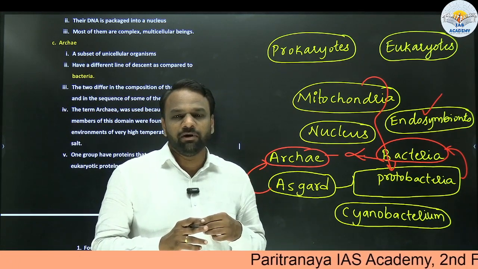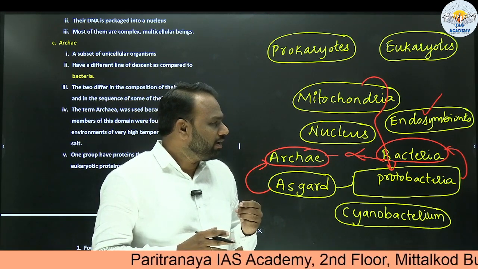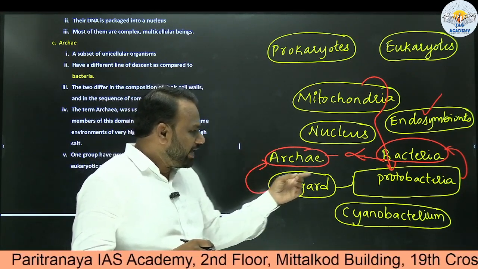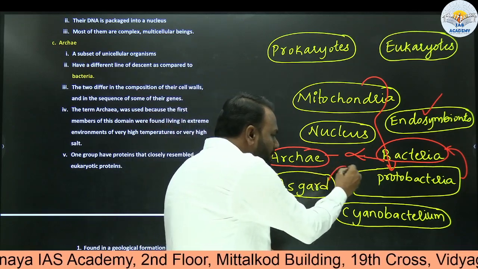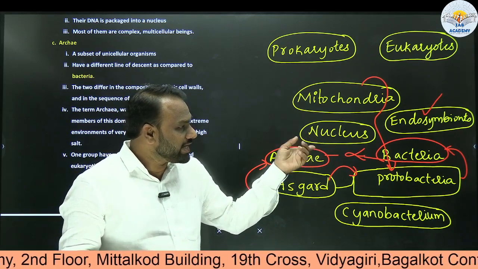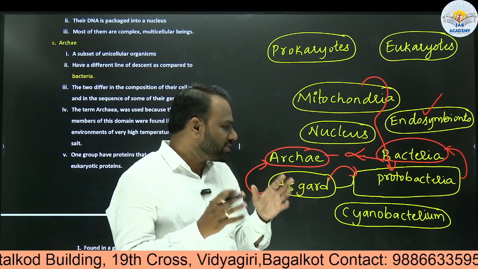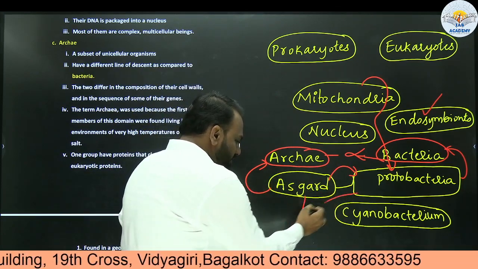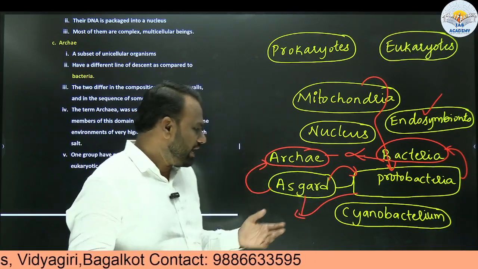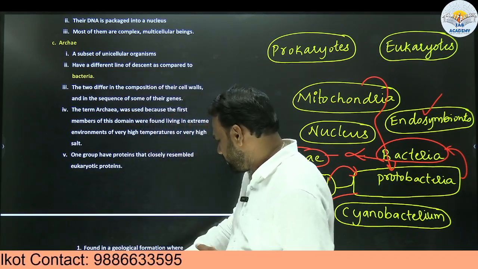The most famous example of a symbiotic relationship is lichen. In lichen, fungus and algae are interdependent. Similarly here, Asgard and protobacteria form a symbiotic relationship. But as it is formed within a cell, we call it endosymbiotic. As a result of this, evolution took place, and later on plants were formed, animals were formed. All these developments took place.